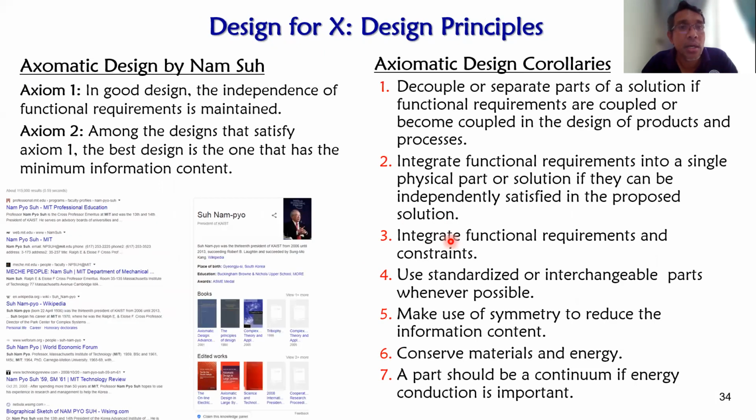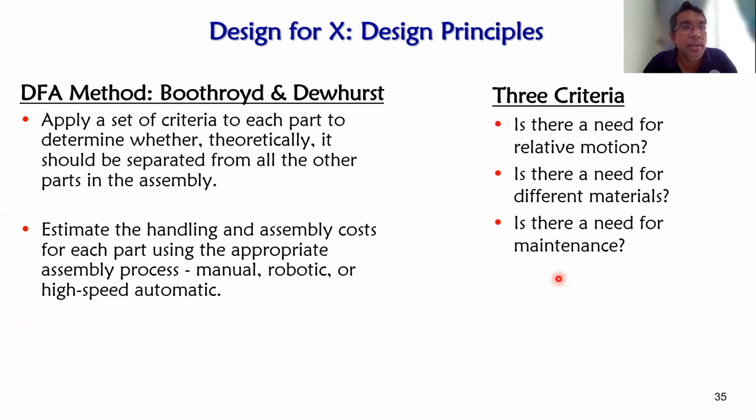And then we also have something we have not touched, but you can read it in the textbook as well. Axiomatic design by Nam Suh, axiomatic design by Corollarius. So they have different thinking principles for design for X. So you can use this one. And then they also have the DFA method by Boothroyd and Dewhurst, three categories. So all this contributes to design for X.